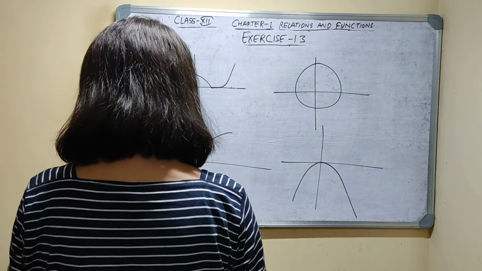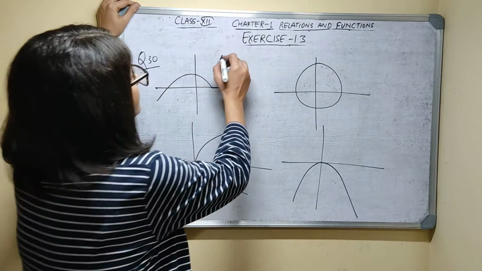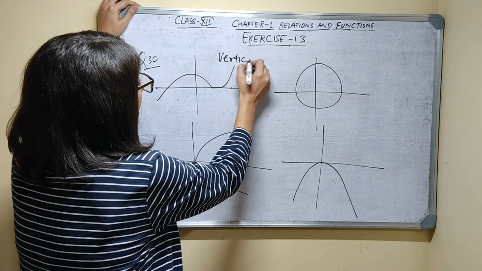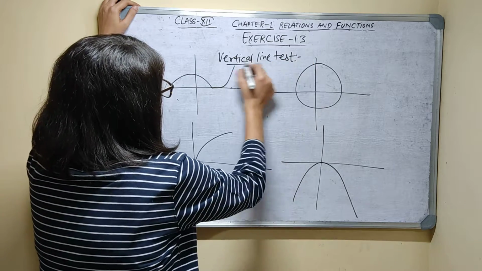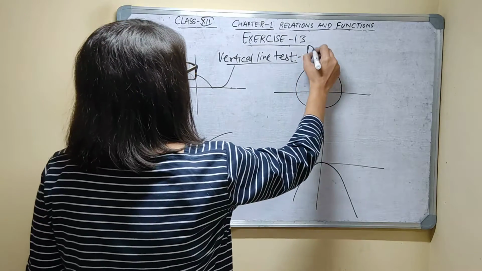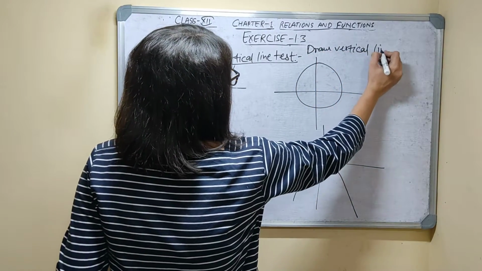So, which of the following graphs represent functions? How will you check? One test is there, that is called the vertical line test. What is the vertical line test? I will show you. Draw vertical lines through the graph.